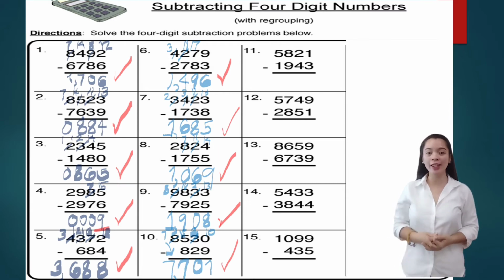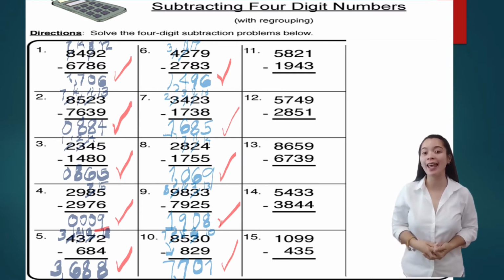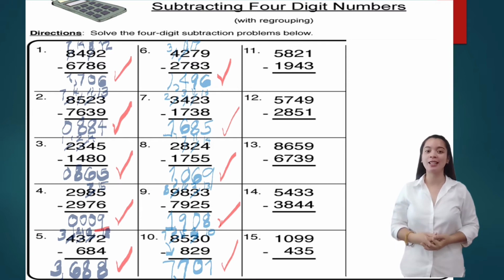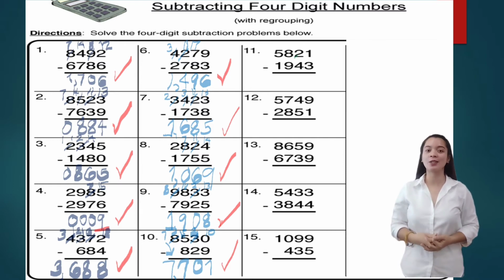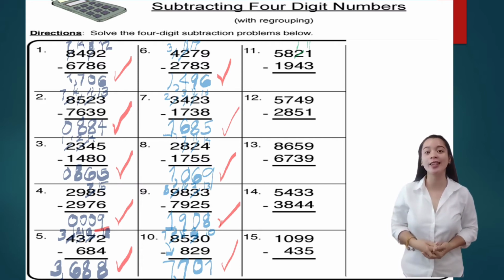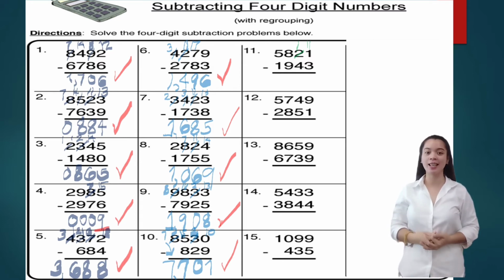Next, we have number 11. So let's go to number 11. So 1 minus 3 cannot be. So let's borrow from, okay, 2. 2 becomes 1 and 1 becomes 11. So 11 minus 3 is equal to, very good, 8.